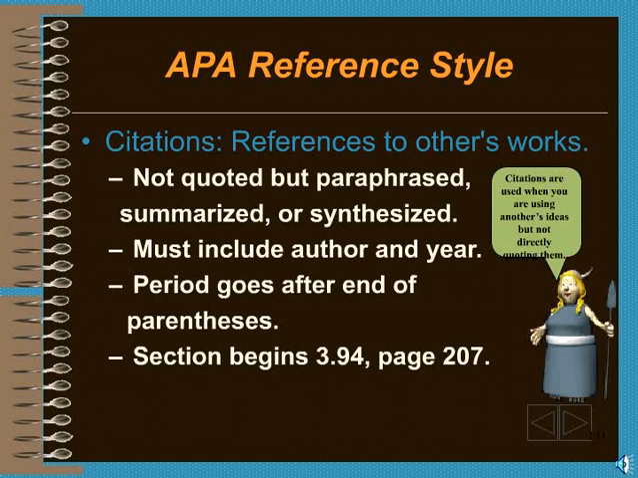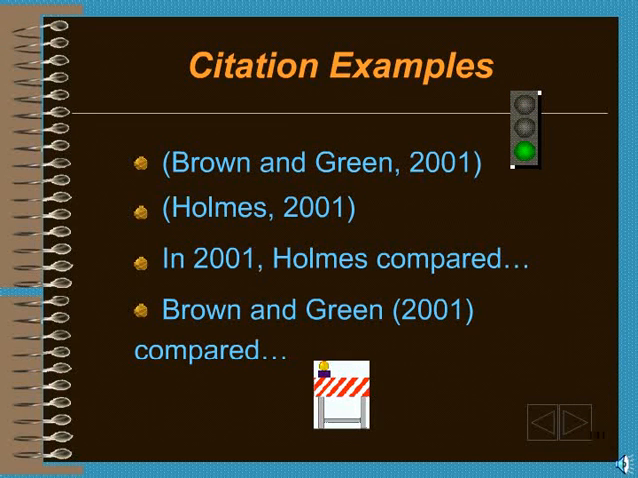Citations are used when you are using another's ideas, but not directly quoting them. The rule is that if you cite something in your paper, it must be on your reference list and vice versa. Incidentally, citing is not a substitute for getting the author's permission for duplication or other purposes. There are several ways to write your citations.